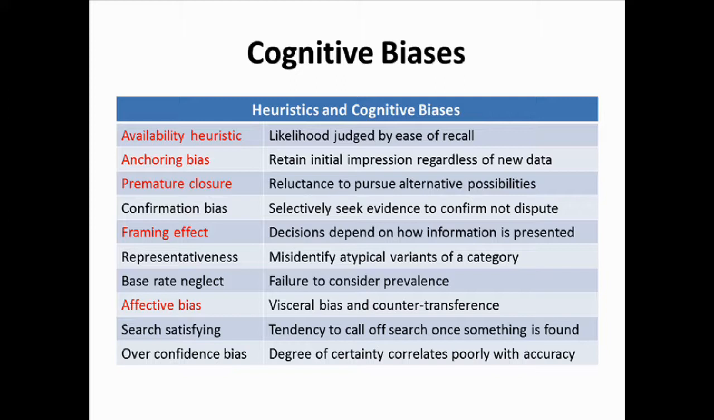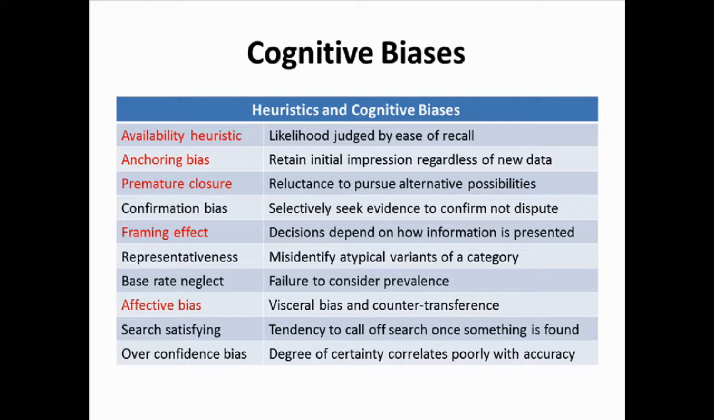Anchoring bias is really retaining the initial impression of disease even when the disease process is changing and new information is coming toward you. It's failing to incorporate that new information into the new diagnosis. Premature closure is just that. We think we have the diagnosis and we stop there. We don't go seeking information to refute our diagnosis when we think that we already have it.